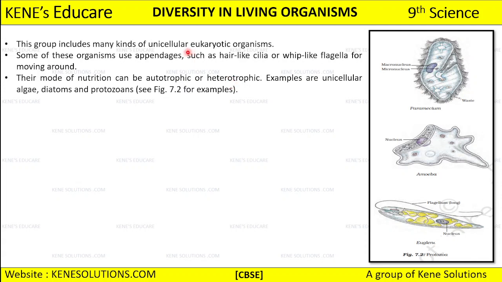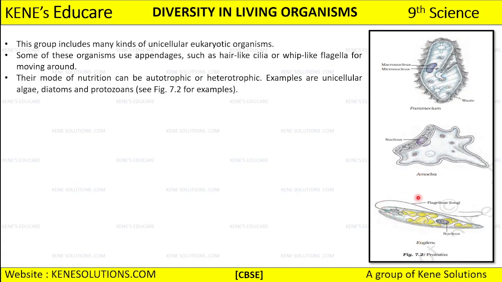So kingdom Protista includes all unicellular eukaryotic organisms. Examples of these unicellular organisms are algae, diatoms, and protozoans. So this figure 7.2 represents the examples of kingdom Protista. It includes Paramecium, Amoeba, and Euglena.